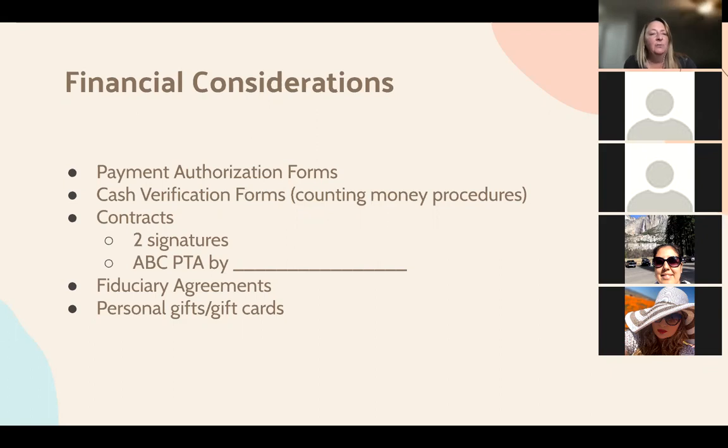There are cash verification forms. So if you are involved in counting money for any event, like if you're working at the book fair, or you're working at a fall festival or a dance, and you're taking in cash, there are special forms. Also, you can find those on capta.org, where you would list all of the money that was brought in, and 2 people have to be present to sign it. Always 2 people have to be present to sign it. One of them should be a chairperson or executive board member, and the other one just needs to be a PTA member.